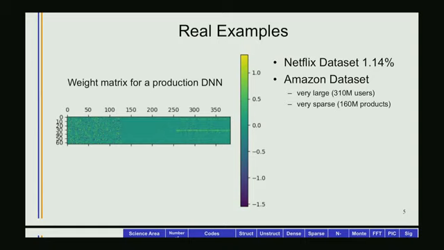So that's Netflix, and their data set is about 1% dense, meaning only 1% of the elements actually have a rating in them, a non-zero. And then the Amazon data set, you can understand lots of users, let's say 300 million users, with lots of products, 160 million products. That's incredibly sparse, and yet they're effectively able to make recommendations. Whether you like your recommendations or not, they actually work for Amazon. Okay, any questions about this?